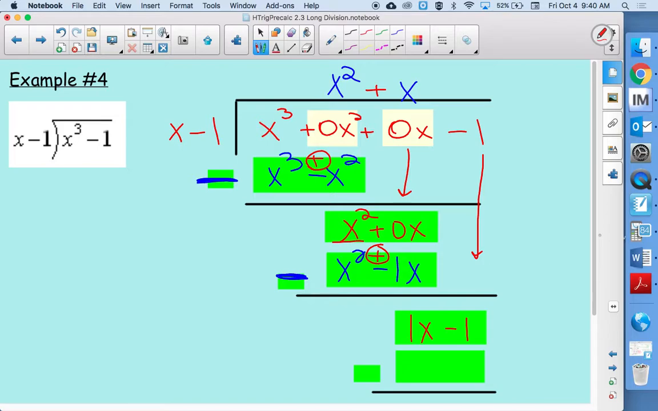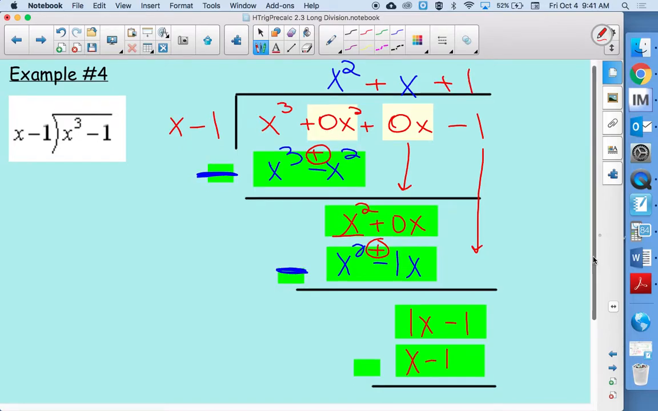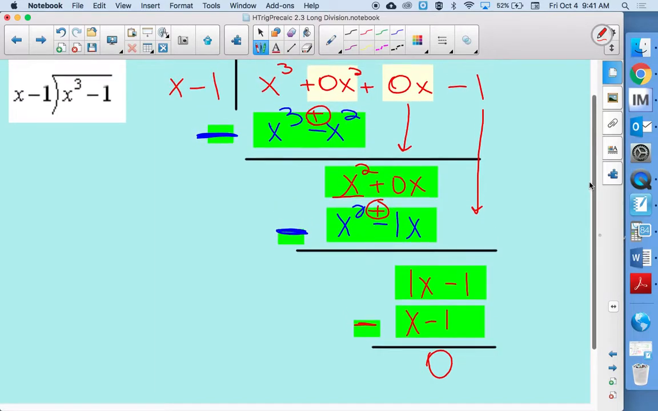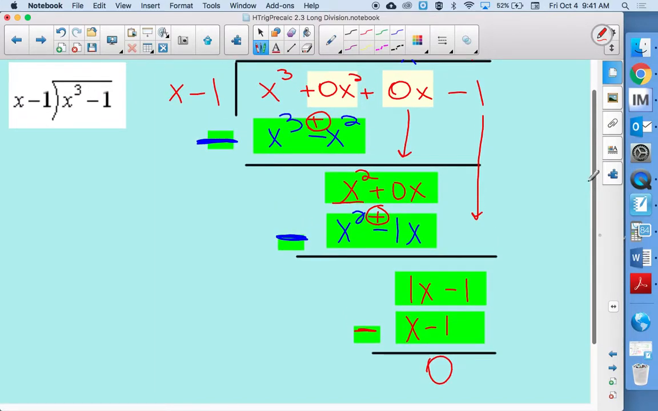Brenton, what do you multiply x by to make it x? Just a 1. What's the remainder, Brenton? So when we subtract, we get a remainder of 0. What does that mean about what we divided with? Yeah, this is a factor.